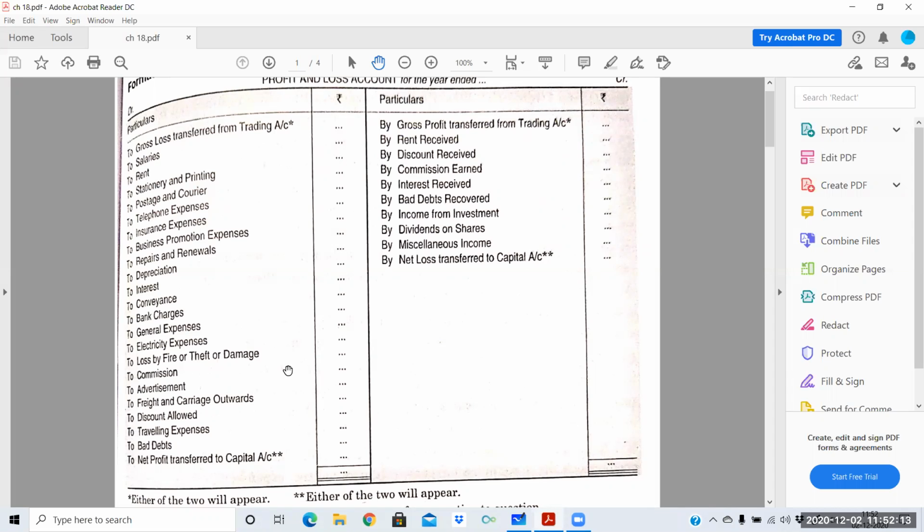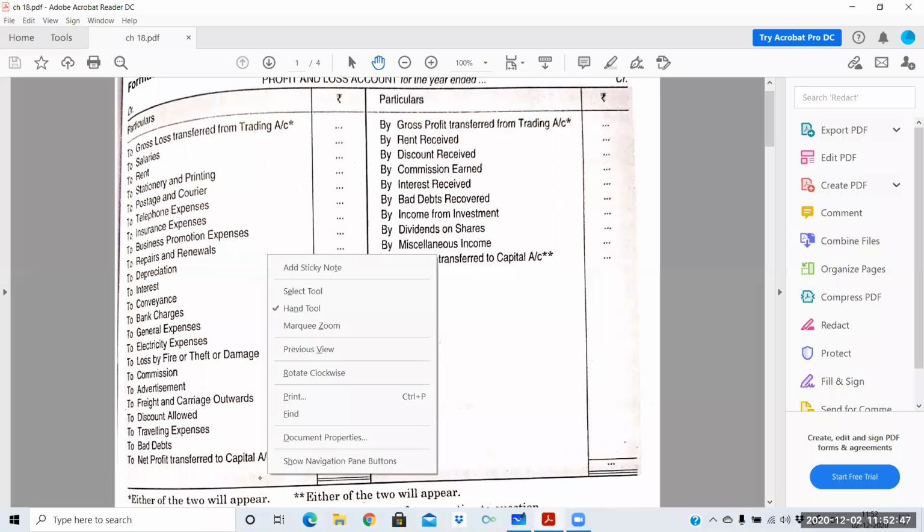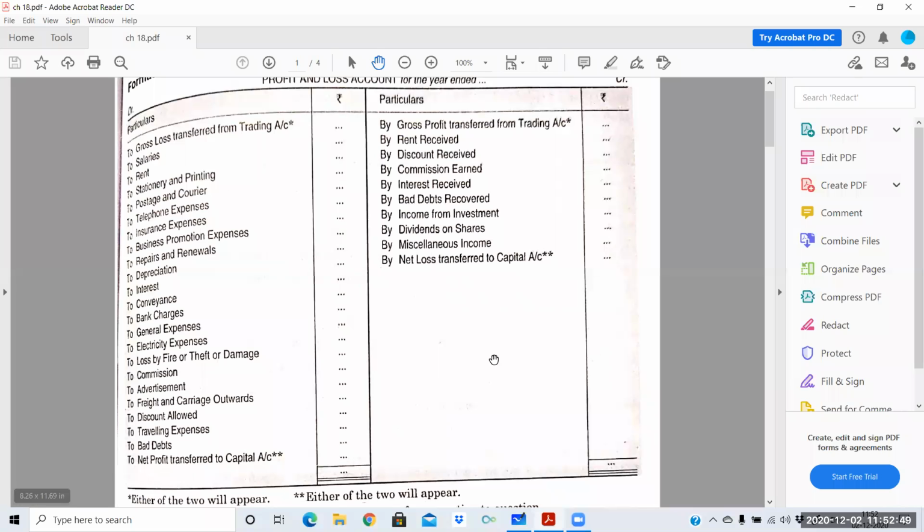So while preparing profit and loss account, you need not do anything. All the incomes and all the expenses will be given in the question. You just need to make the format and place them. Incomes will be written on the income side and expenses on the expenses side. Finally, the debit side is reserved for expenses and the credit side is reserved for incomes. After transferring all the incomes and expenses, you will find the balancing figure, which will be either net profit or net loss.